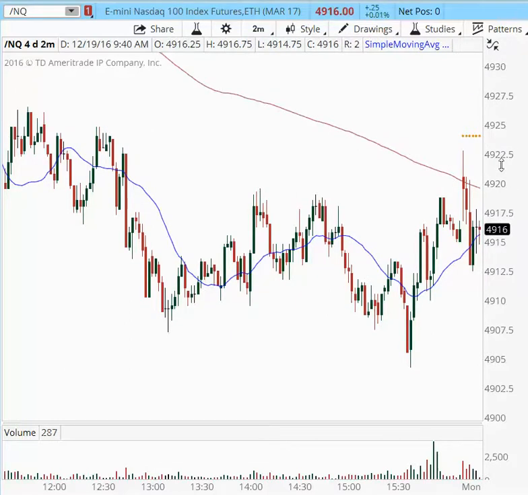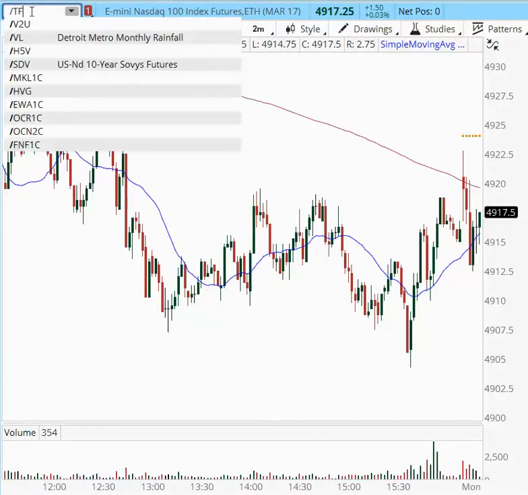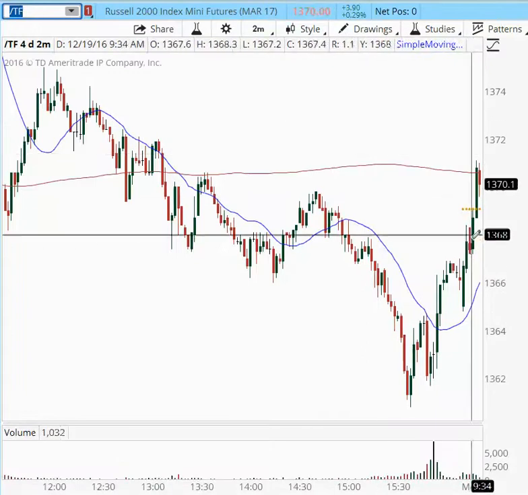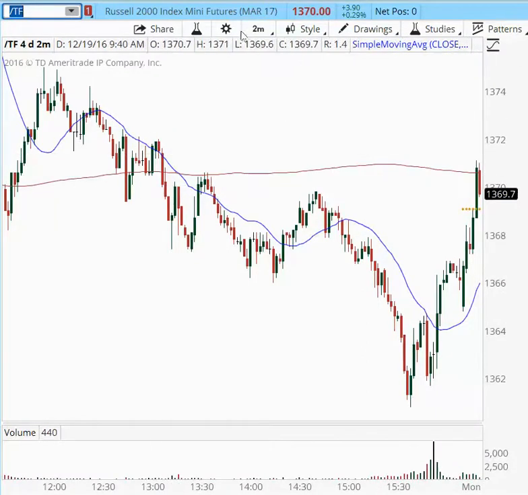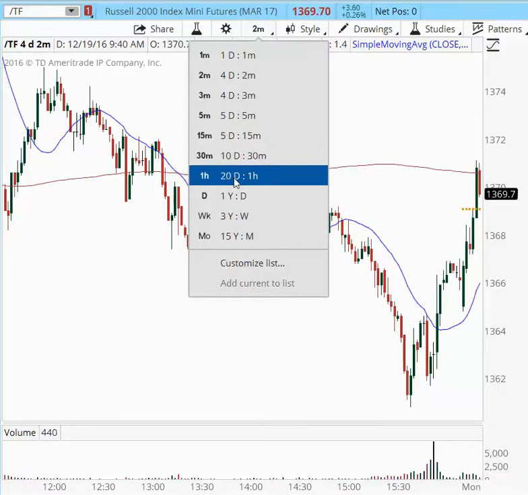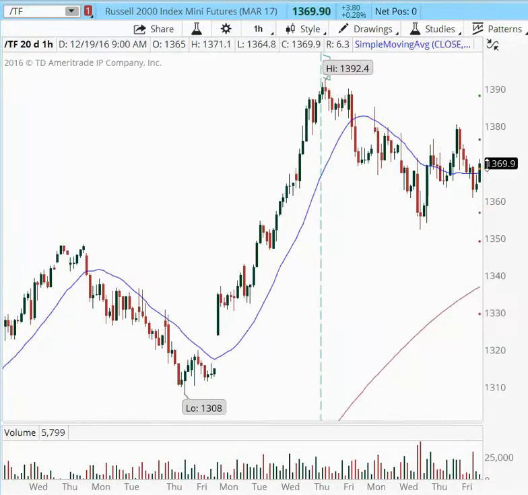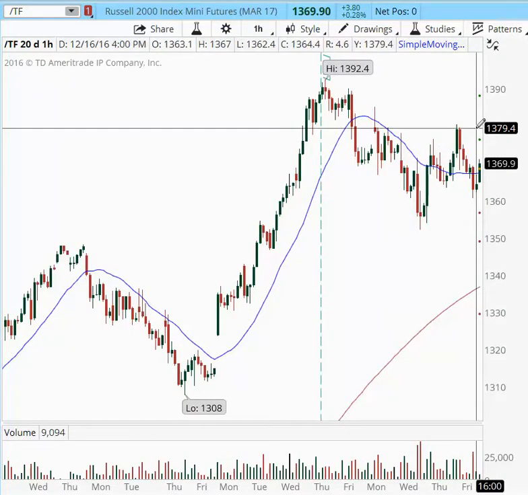Right now, the leader, although we're very neutral, but the leader is actually Russell. Let's take a look at Russell. That is powering up, and there's no surprise here. Right now, let's take it to the hourly chart, and let's see what we have here. We have a projection all the way to 1390, which is from Friday. So this is the target for Russell.